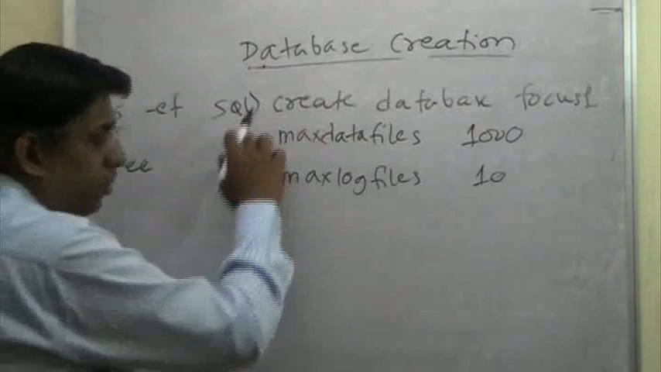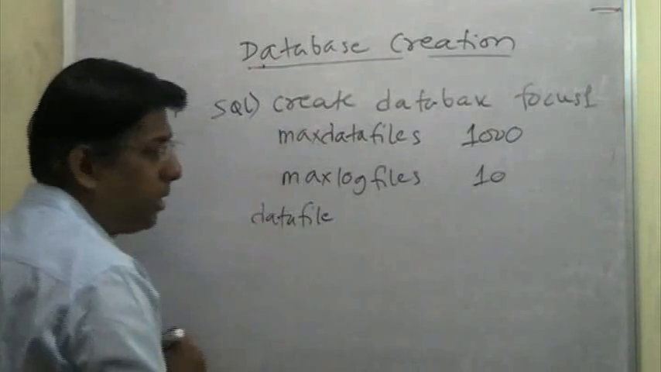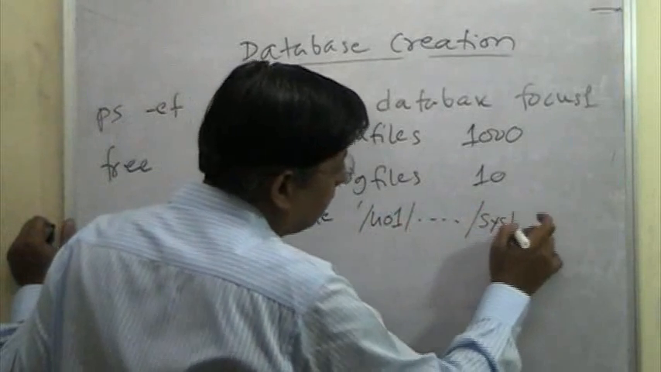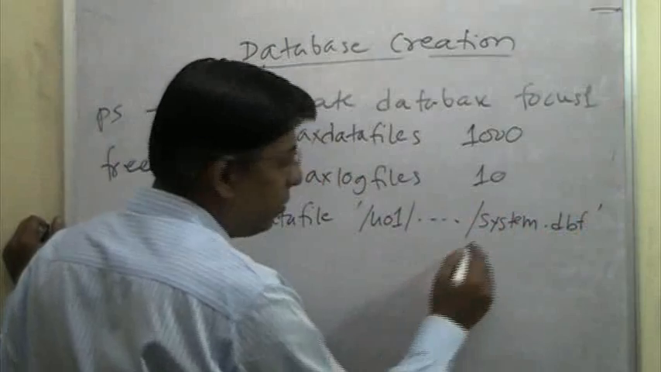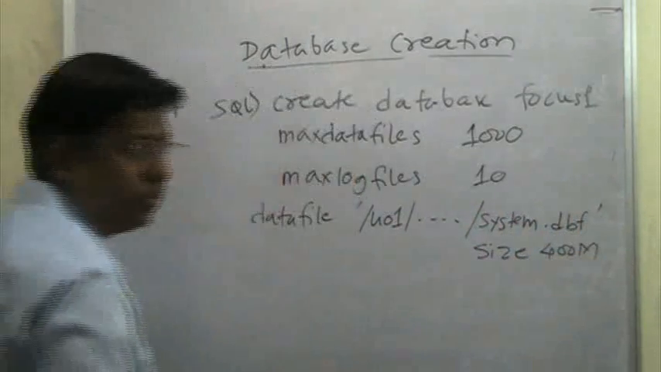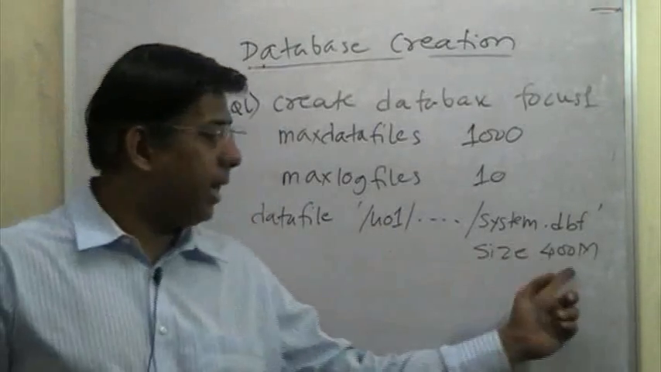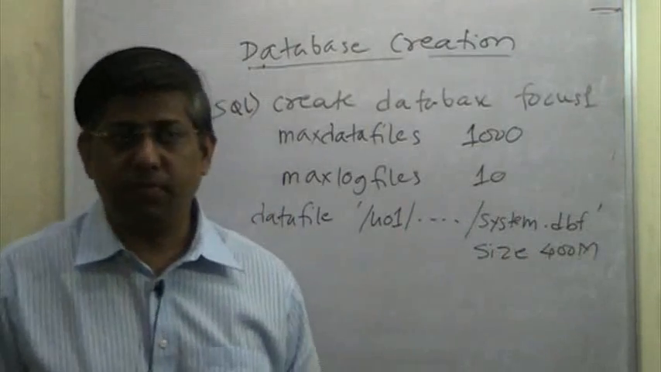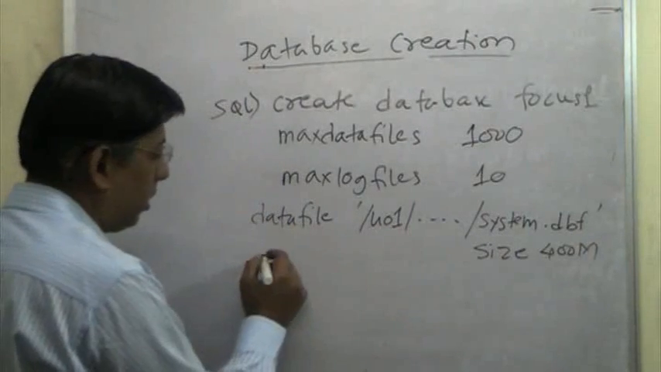So now create database focus1, all these things are there, and then you are going to specify datafile, and the name of the data file you are going to say somewhere u01 app and so on, system.dbf, and then you are going to specify size equal to, let us say, 400 MB. So what is happening? You are instructing this create database command to create a system tablespace, and the file inside that system tablespace will be system.dbf and the size would be 400 megabytes. Then you are going to talk about the log files.